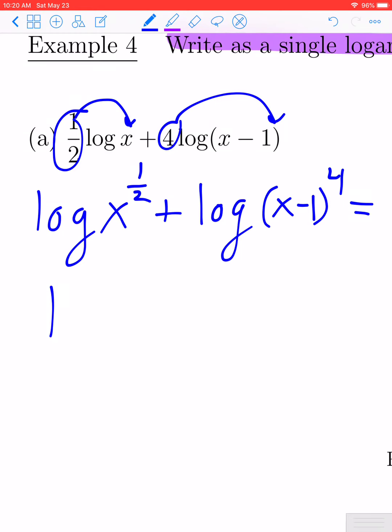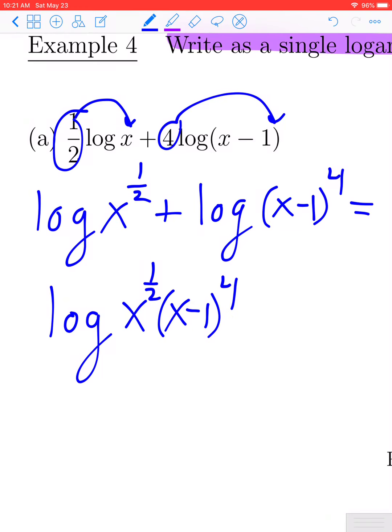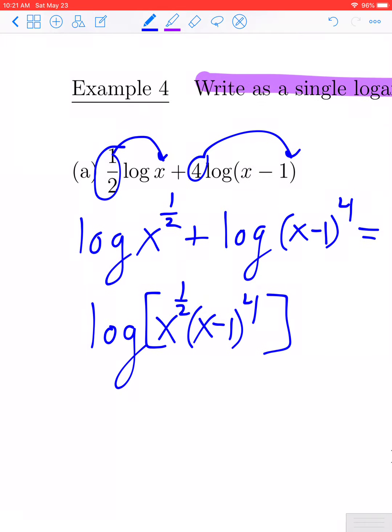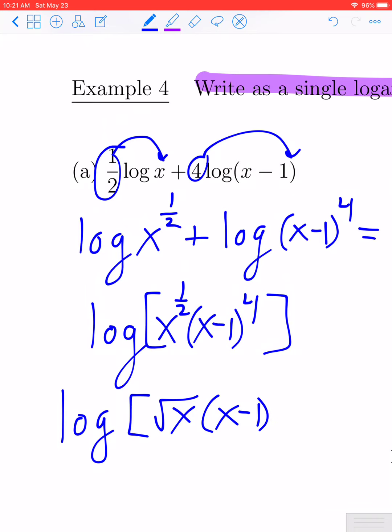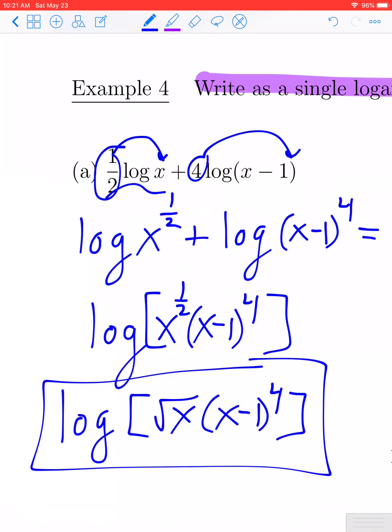We can rewrite it using the product rule, which says that we can make it a single logarithm if we take the product of the insides. So this is x to the 1/2 times x minus 1 to the fourth power. And that's it. If you wanted to, you don't have to do this, you could write it as a square root of x. But that's all we wanted. We've now condensed it. And instead of having several log terms like we started with, we now have condensed it into a single logarithm.